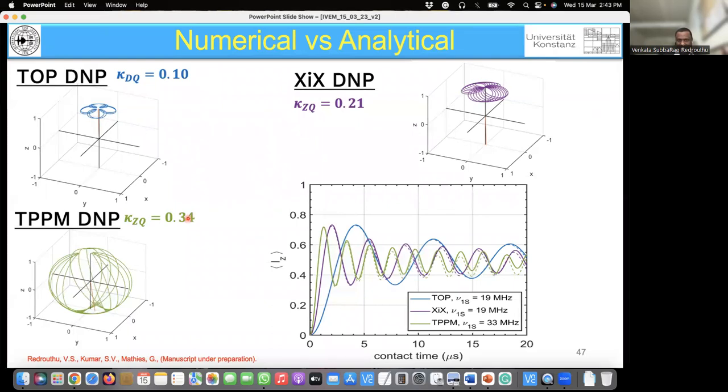Once we calculate the scaling factor, we can substitute it in the analytical contact curves, and we can also compare with the numerical simulation. This is a comparison between analytical contact curves we got through trajectory analysis and the numerical simulations. So we see that there is a one-to-one match with the numerical simulations.